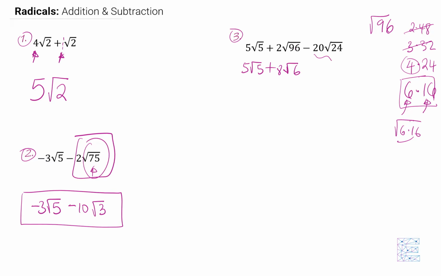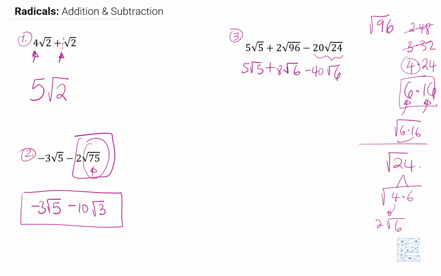Now we can focus on this part right here. So square root of 24, we can simplify it to 4 times 6. And that's our best pair. So square root of 4 goes on the outside as a 2, and we are left with a 6 inside. Remember, this 2 is going to have to multiply this negative 20, which makes it a negative 40. So this is minus 40 root 6.